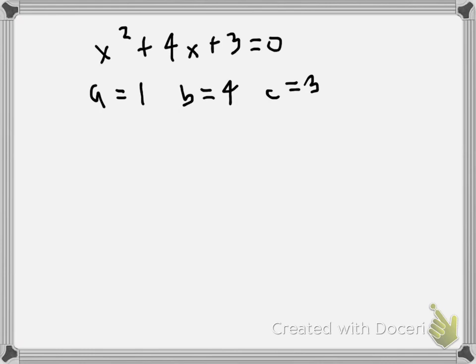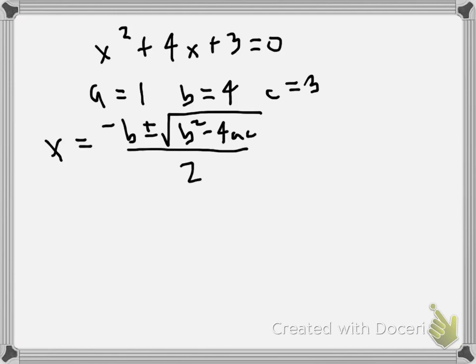And so I'm going to plug into my formula. Again, I would recommend writing this down a bunch of times because you're going to want to remember it. Okay, and then we're going to plug into the formula. So my b is 4. I want the opposite of b. Make sure you put this on the top of your fraction bar.